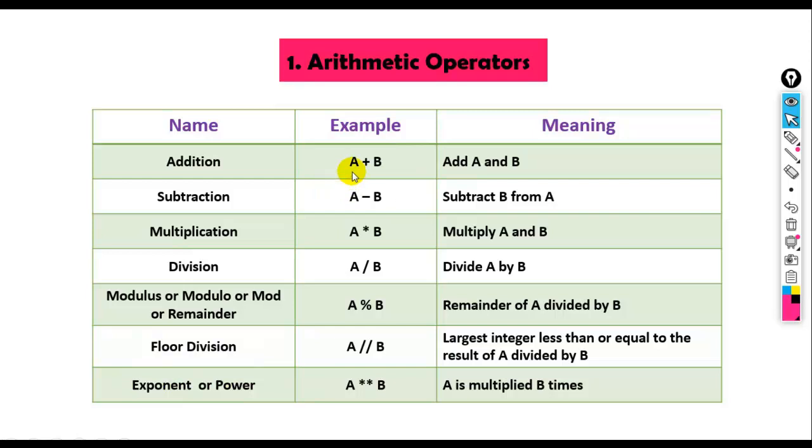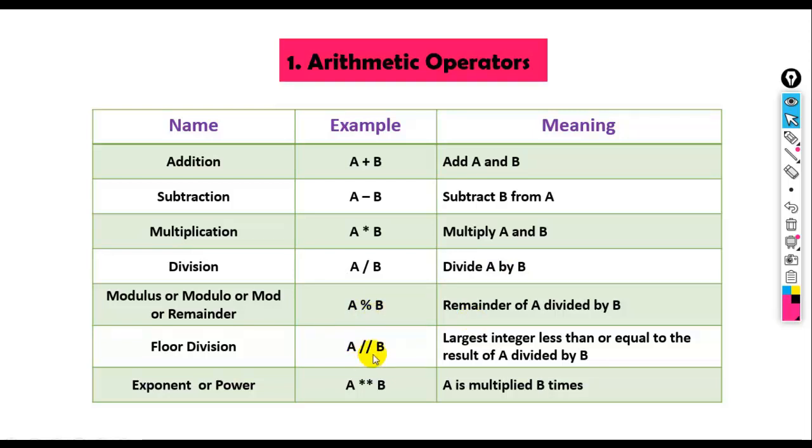Here you can see a plus sign b means add a and b. A minus sign b means subtract b from a. A asterisk sign b means multiply a and b. A forward slash b means divide a by b. A mod sign b means remainder of a divided by b.